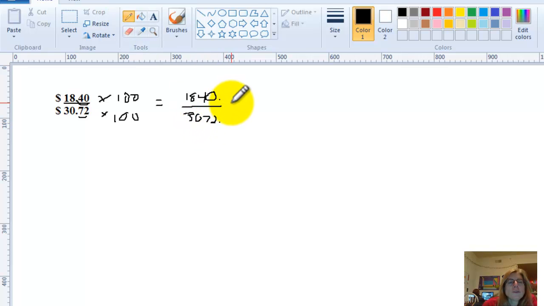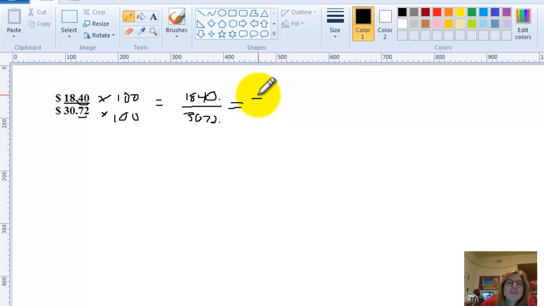Alright, so then you have to reduce. Now you're reducing 1,840 over 3,072. That's not easy because your first instinct is, well, they're both even numbers. I can start by dividing by 2. And you can do that, but you just have to keep going until you're done with even numbers on both the top and the bottom. A fast way is you divide both by 16, and that gets you your answer.